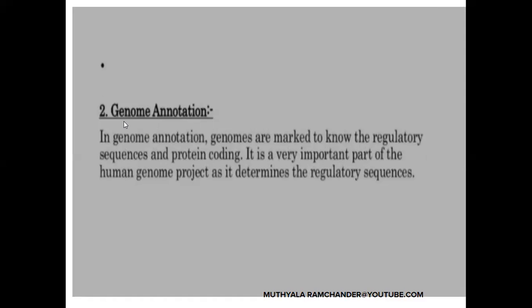The next one is genome annotation. In genome annotation, genomes are marked to identify the regulatory sequences and protein coding. It is a very important part of the human genome project, as it determines the regulatory sequences. So genome annotation means marking the genome for unknown regulatory sequences and protein codings.